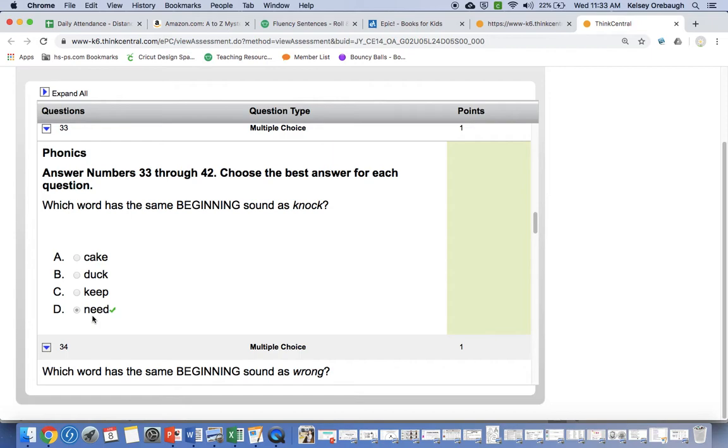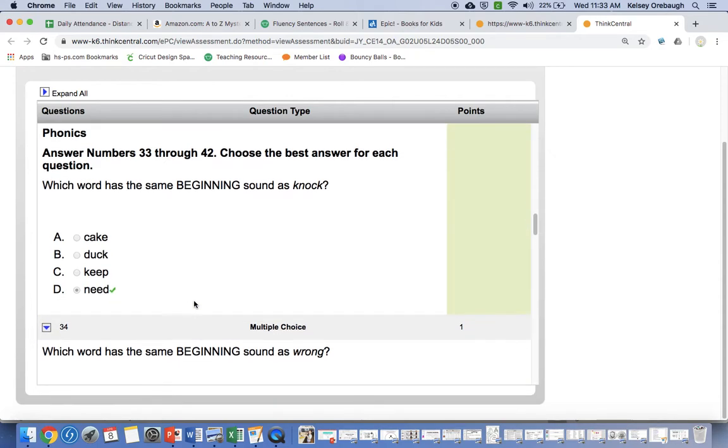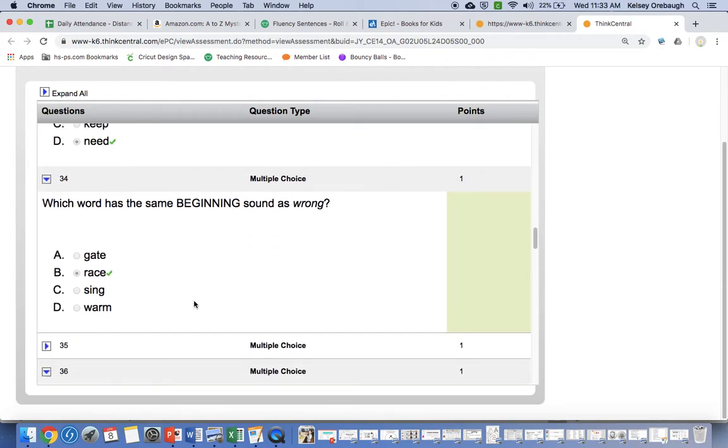Our last choice is need. Need. The first sound is n, just like in knock. Knock. Need. D is the correct answer. They have the same beginning sound. Does that make sense?